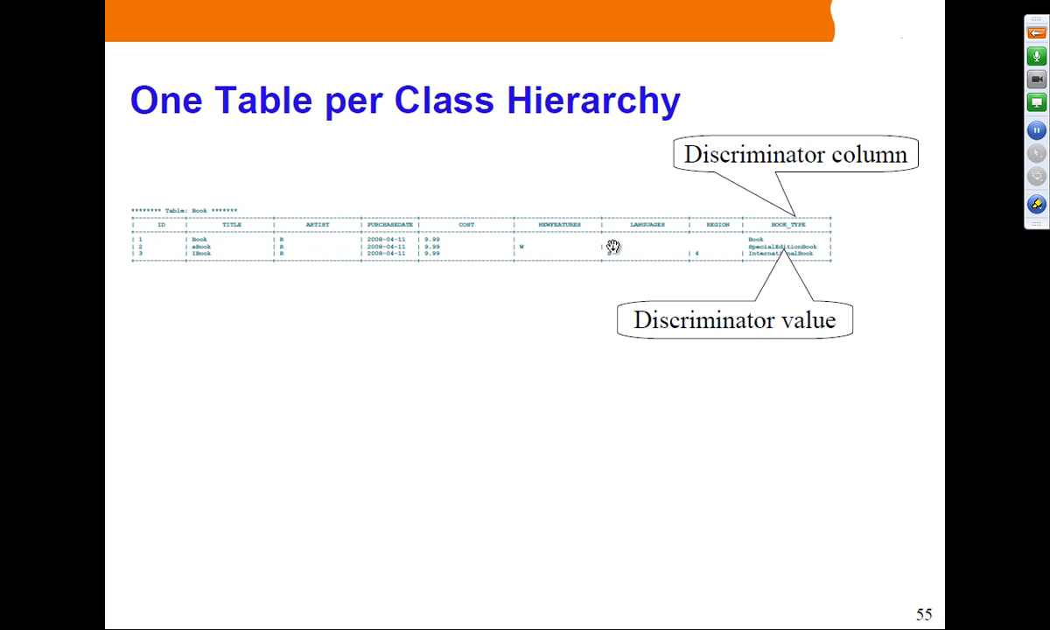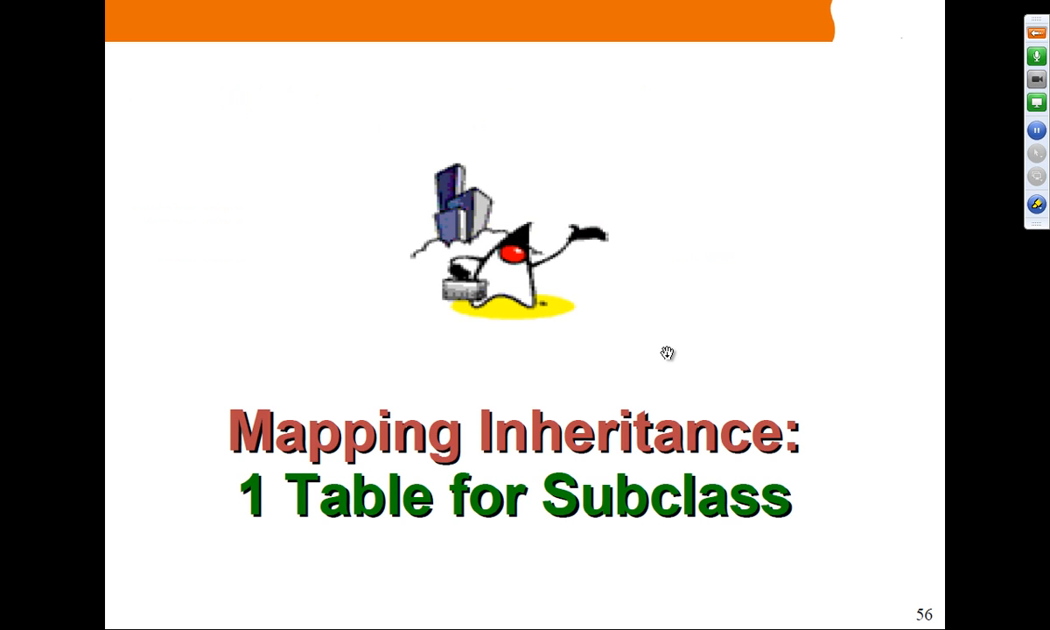You can see there are a bunch of spaces that are not being used. So one downside, as I mentioned before, is wasted space. All right, so that is a single table for the class hierarchy.